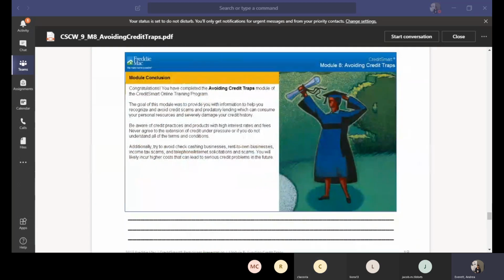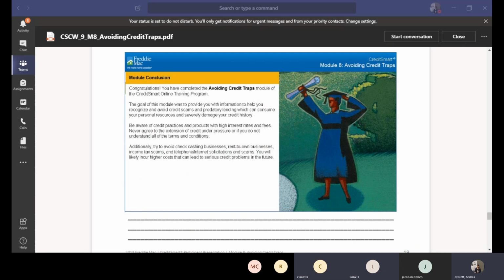That's it. We're at the end. We finished pretty fast. That was a lot of material. The goal of this module was to provide you with the information to help you recognize and avoid credit scams and predatory lending, which can consume your personal resources and severely damage your credit history.